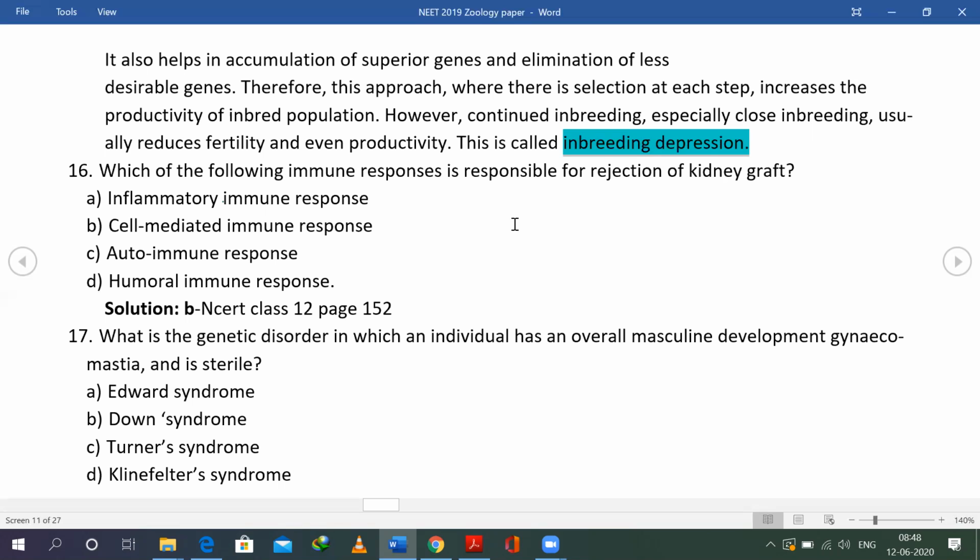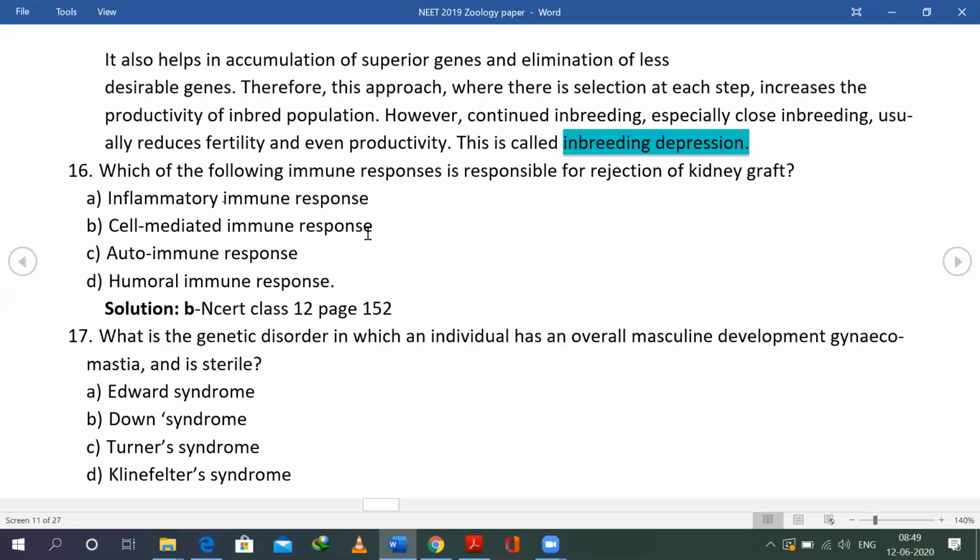Now, which of the following immune responses is responsible for rejection of kidney graft? Kidney graft here is a transplantation. All the grafts relate to transplantation. We are speaking about kidney transplantation. So when there is a kidney transplantation, which part of the immune system will reject this transplanted kidney is the question, right? So is it inflammatory immune response, cell mediated immune response, autoimmune response, or humoral immune response? Humoral immune response deals with the antibodies. So it's not the right choice.